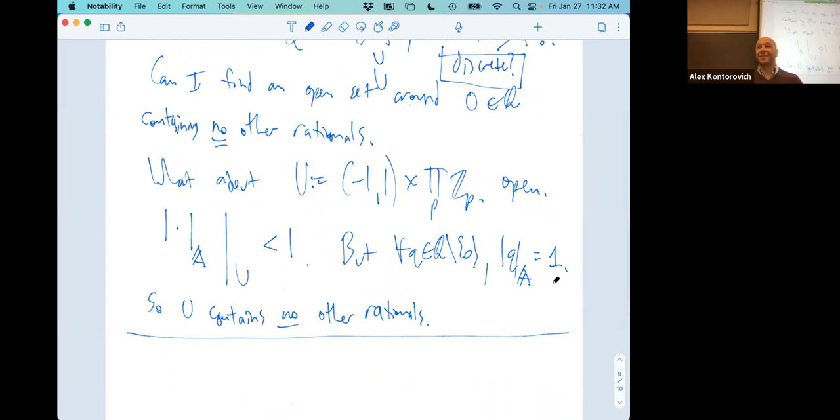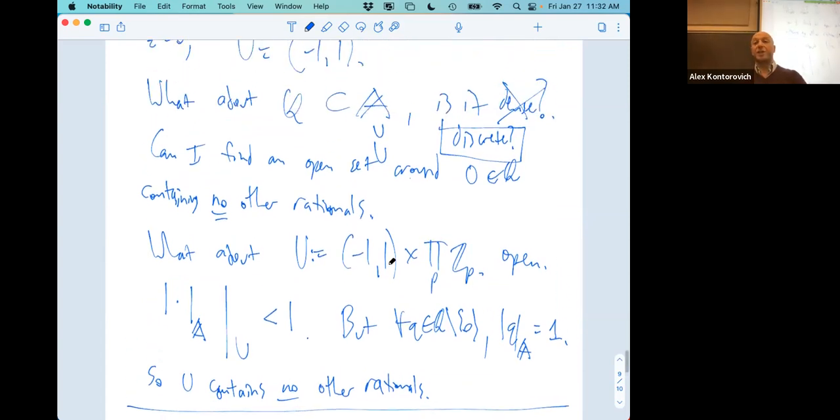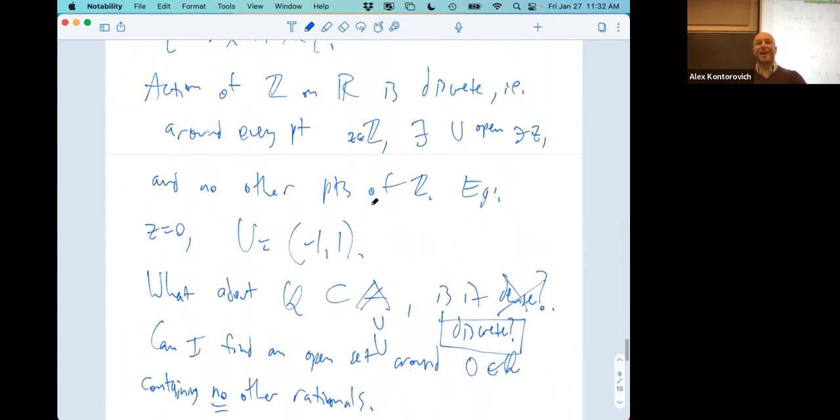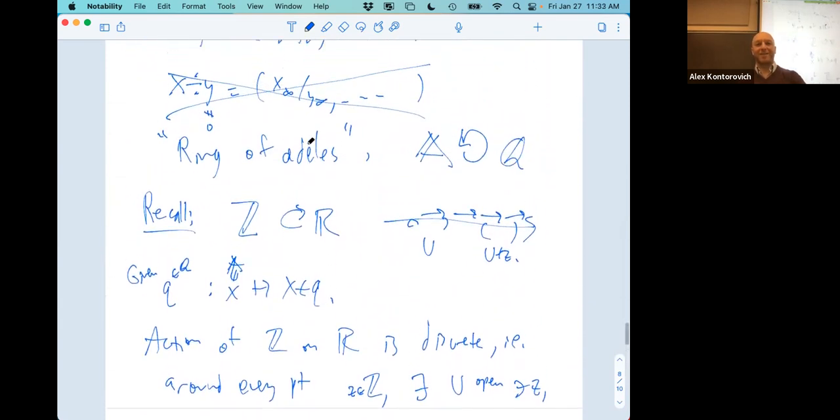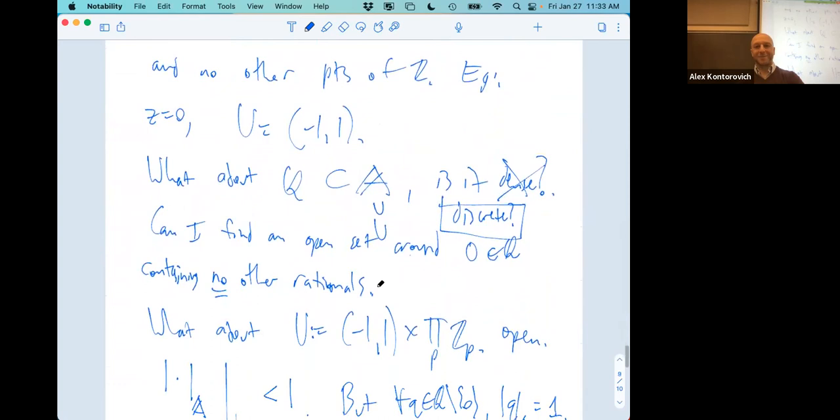How do we know multiplication and addition are continuous in this topology? Yeah, you have to check that. Okay. Yeah, it's not hard.